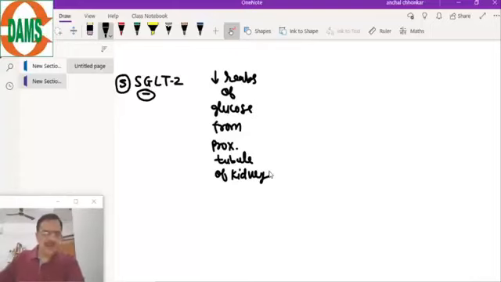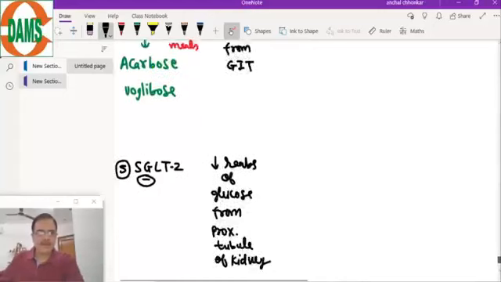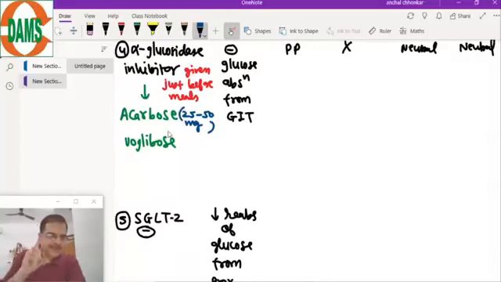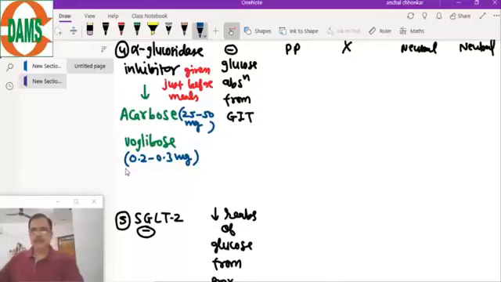The dose of acarbose is 25 to 50 milligram with each meal, whichever is a major meal, and voglibose dose is 0.2 to 0.3 milligram for one meal. So, the SGLT2 inhibitors.